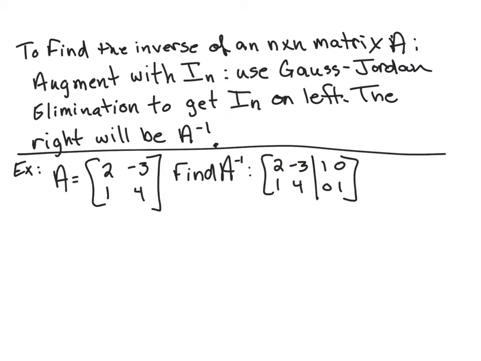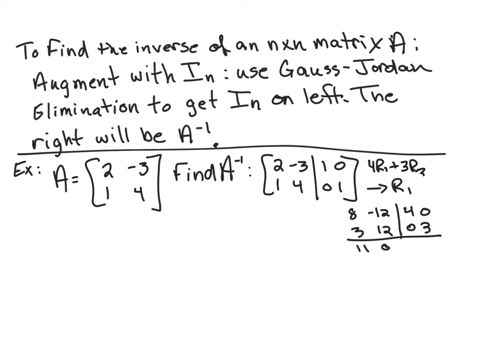I have that freedom. So I'm going to multiply row 1 by 4 and combine it with 3 times row 2. And I'm going to replace row 1. Writing my busy work here, 4 times row 1 gives me 8, negative 12, 4, and 0. 3 times row 2 gives me 3, 12, 0, and 3. Combine those, and I'm going to get 11 and 0, and a 4 and a 3. So that's my new row 1. 11, 0, 4, 3. Copy row 2 as it was.